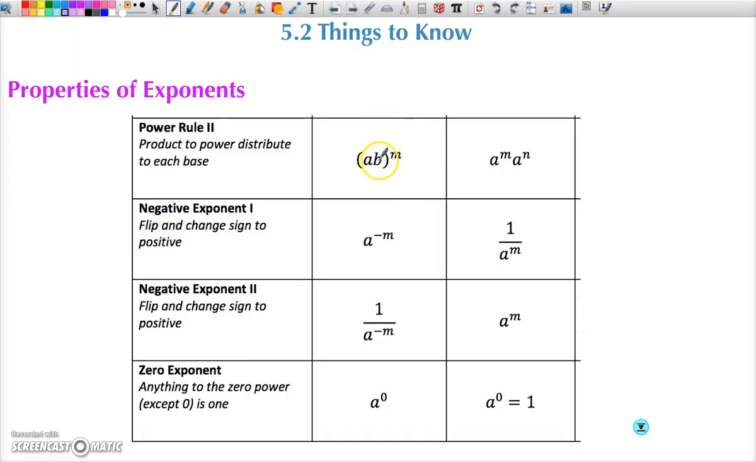If you have more than one base raised to an exponent, it's just like distributing that exponent to each one. A negative exponent switches where it is in a fraction. So in this case, it's part of a numerator, so to make it positive, we move it to the denominator. Or in this case, it's negative in the denominator, so we move it up and make it the numerator. And anything that's raised to a 0 power is just 1.